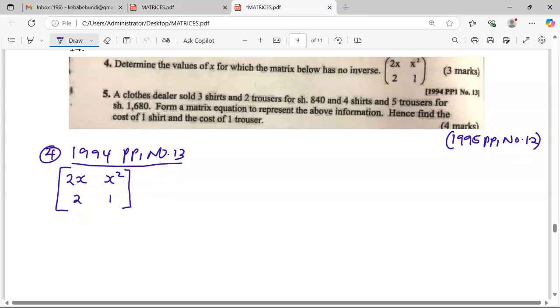In this case, we know a singular matrix always has 0 determinant. Therefore, we are going to begin by getting the determinant by simply taking 1 times 2x, or 2x times 1, minus 2 times x squared. This is going to give us 2x minus 2x squared, and this is going to be equal to 0.